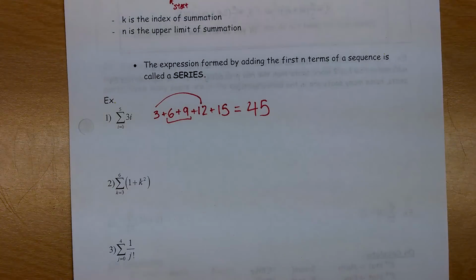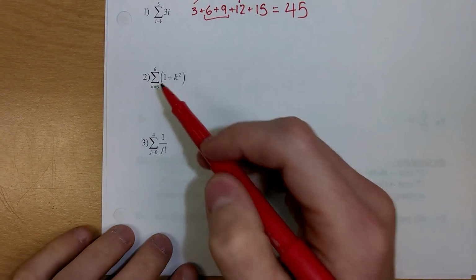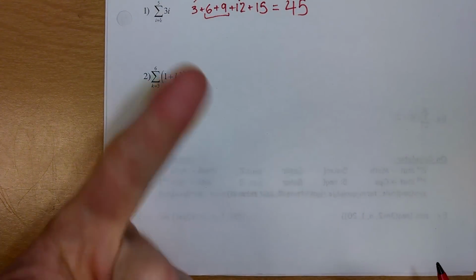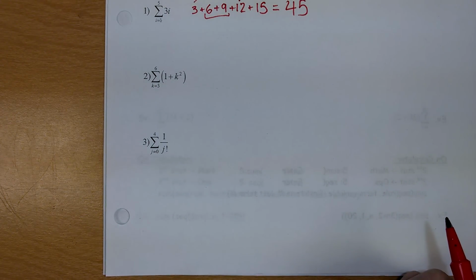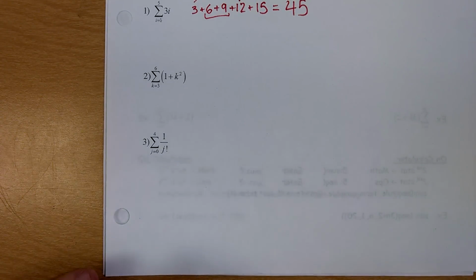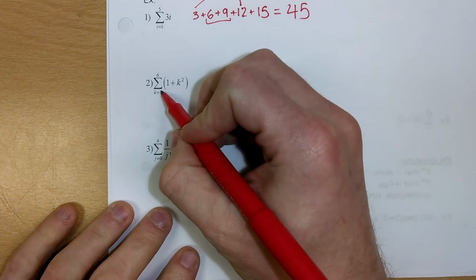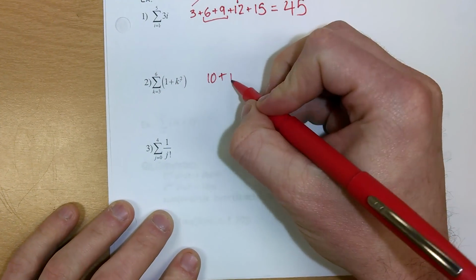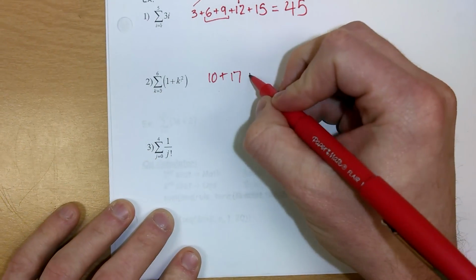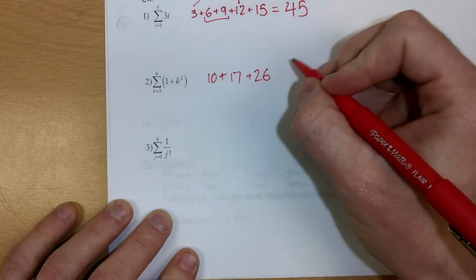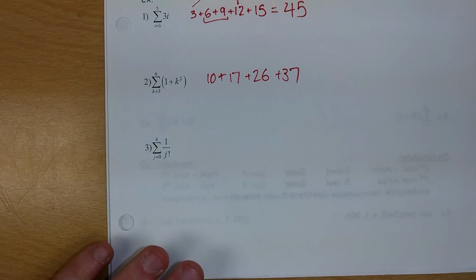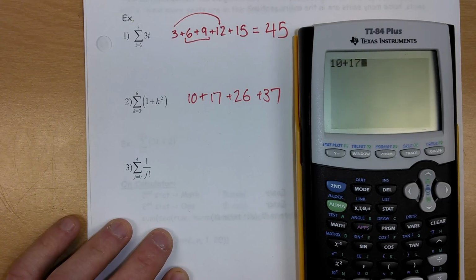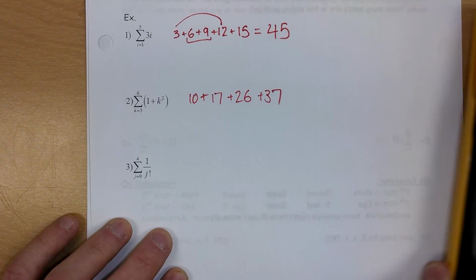Let's look at another example. We've got the sum of 1 plus k squared from k equals 3 to k equals 6. So now 3, 4, 5, 6, that's going to be 4 terms. Let's find our terms first, and then we'll add them up. So plug in 3: 1 plus 3 squared. 3 squared is 9, plus 1 is 10. 4 squared is 16, plus 1 is 17. 5 squared is 25, plus 1 is 26. 6 squared is 36, plus 1 is 37. Not doing that one in my head. I'm going to pull out my calculator. 10 plus 17 plus 26 plus 37, and we get 90.